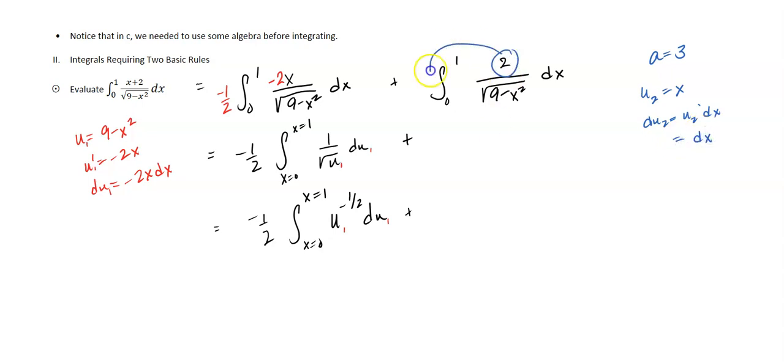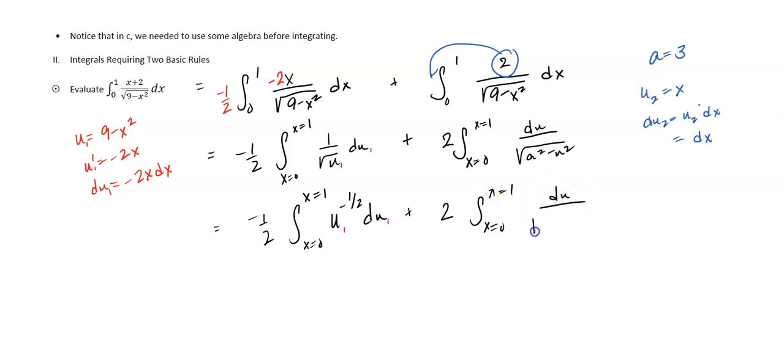So I'm going to bring the 2 out front, and I'll have 2 times the integral from x equals 0 to x equals 1 of du over the square root of a squared minus u squared. And we haven't actually integrated anything yet, so I'm just going to bring this down one more line.